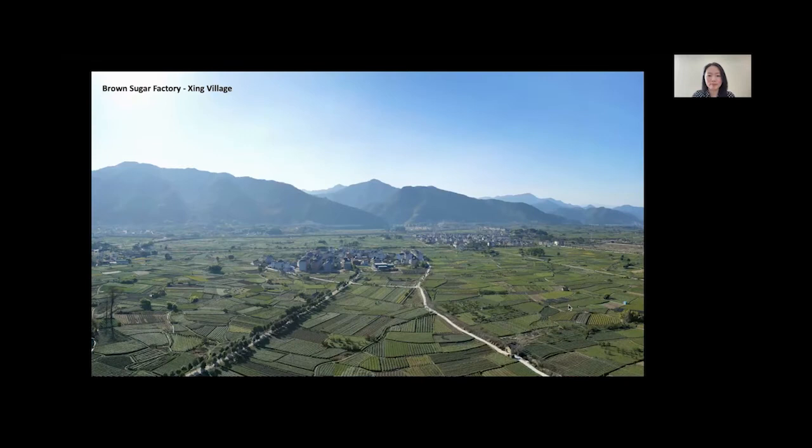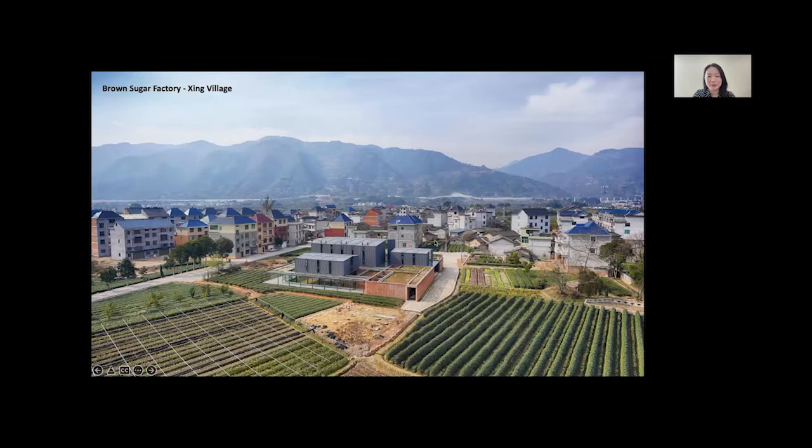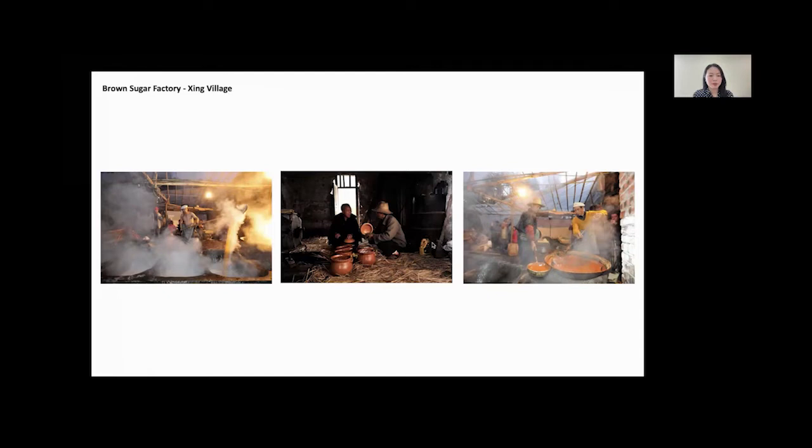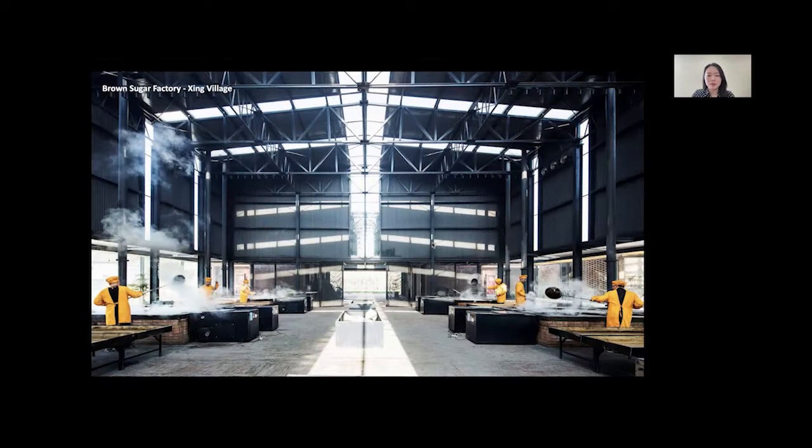Xing Village is well known for its brown sugar production, which has become the key element to restore this village's identity. The traditional production of brown sugar happens in the family workshops, kitchens, and it's a striking performance, but also comes with critical sanitary and safety issues. So a new factory is built at a distance from the village to accommodate the family workshops from this village by establishing a new villager union operating this factory.